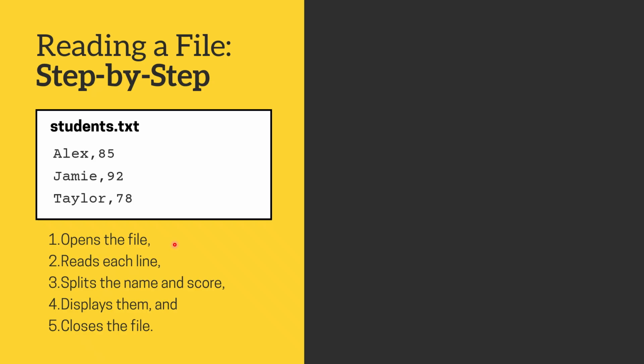Okay, so let's go step by step through your assignment example. We have a file named, say, students.txt that contains this data. What we want to do is write pseudocode that's going to open the file, read each line, split the name and score, display them, and then close the file. So let's build it together.